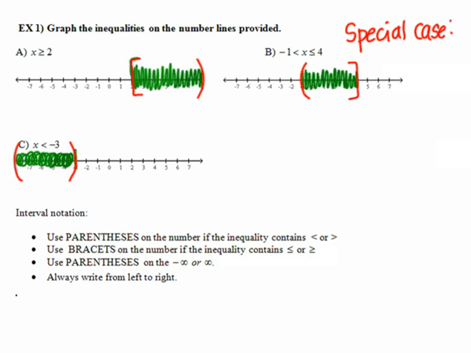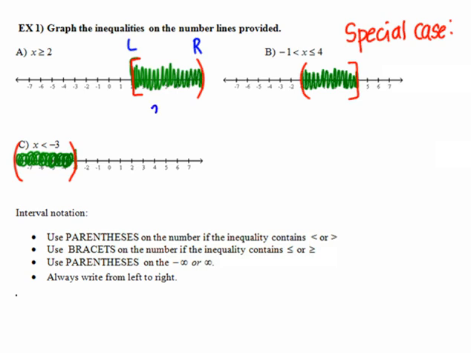Now I've shown you the pictures and how they look graphically. Now I want you to write your answers in the interval notation form. To write your answer in interval notation, you'll always write from left to right. Going back to problem A at the top of the page, x is greater than or equal to 2. I'm going to write it from left to right. Always write from left to right.